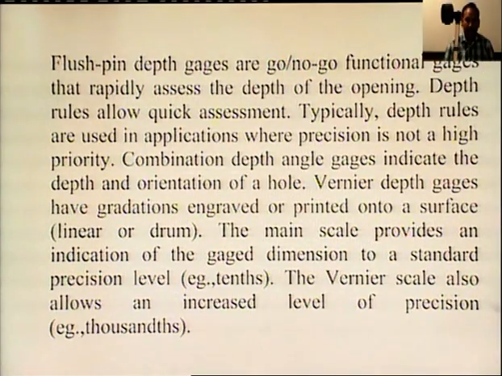The vernier depth gauges have graduations engraved or printed onto a surface, linear or datum. The main scale provides an indication of the gauge dimension to a standard precision level, for example, tenths. The vernier scale also allows an increased level of precision, for example, thousandths.